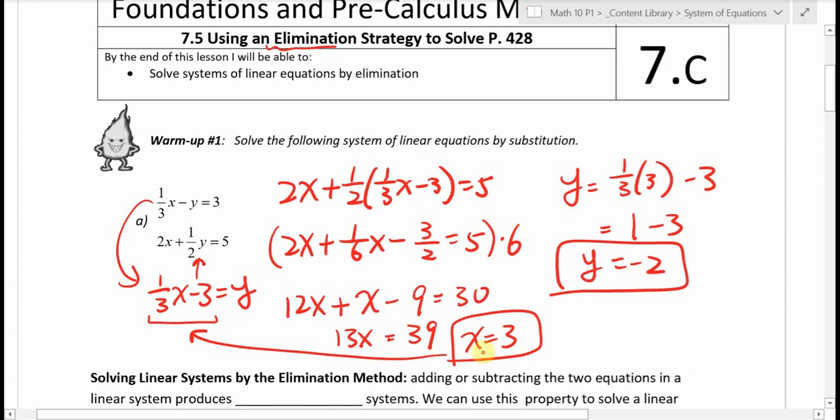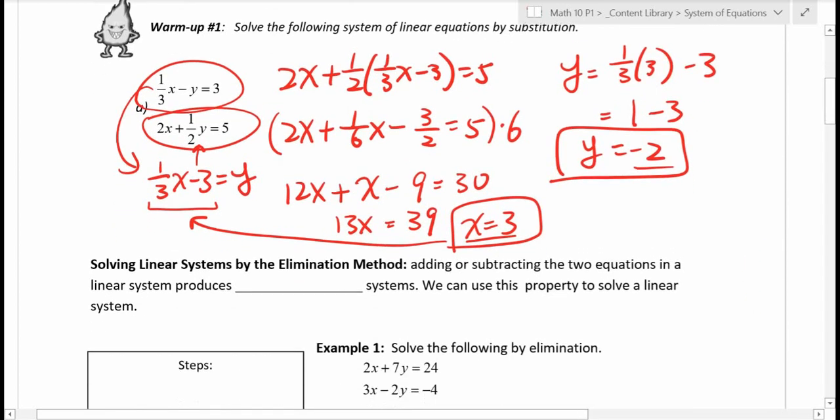You can always plug these two values into the original equations and see if they are true. Indeed, they will make these two equations true. Okay, so that's the method by substitution. And I'm showing you how to solve the system by elimination here. So here it says adding or subtracting the two equations in a linear system produces an equivalent system, right? Just like what we did last time when we multiplied by a constant on both sides of the equation for both equations, we still end up with equivalent systems. Now we can use this property to solve a linear system.